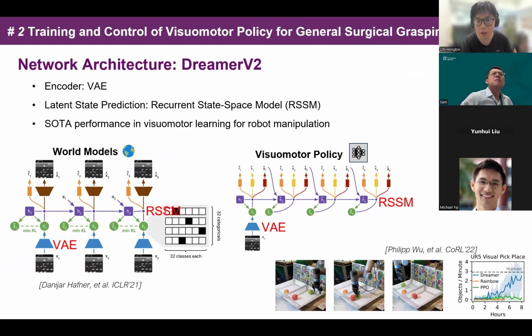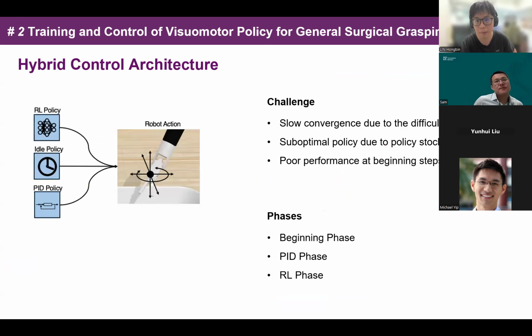Leverage the modern world model architecture, DreamerV2, for visuomotor learning. In this framework, observation is encoded into the discrete latent space with a VAE, and the latent state is predicted by the recurrent state space model. So it shows SOTA performance over model-free methods like PPO in general manipulation.